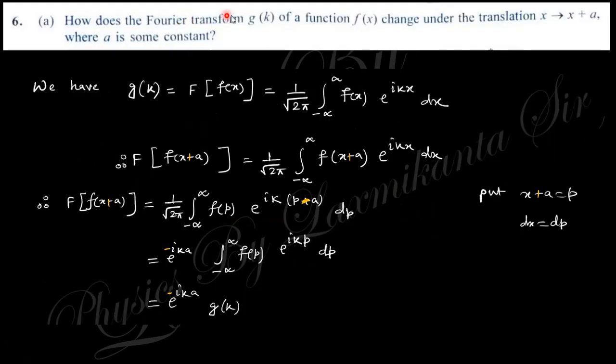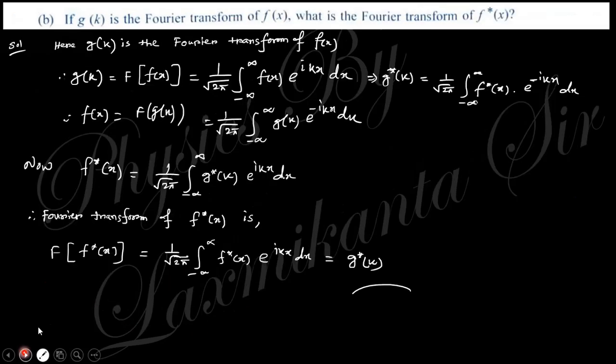Next question: how does the Fourier transform g of k transform when x goes to x plus a? So this is also discussed in theoretical class. That is the shifting property in the Fourier transform of f of x, that is g of k, is like that. So if you Fourier transform f of x plus a, putting x plus a in place of x, this will give you the formula. Next, g of k is the Fourier transform of f of x. For the Fourier transform of f star, the complex conjugate, this gives you g star of minus k.